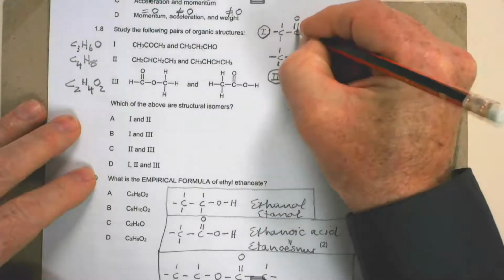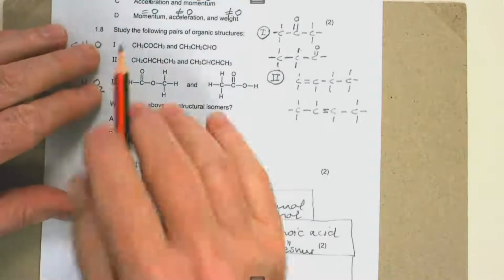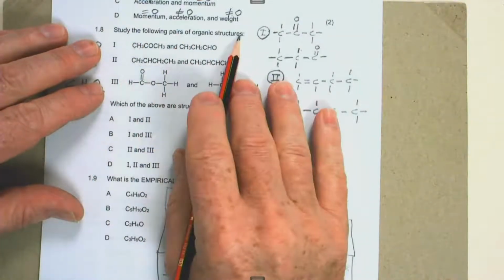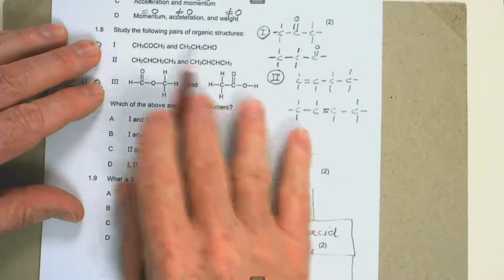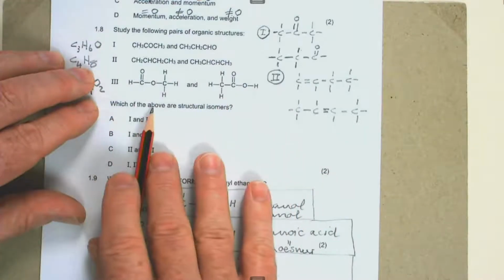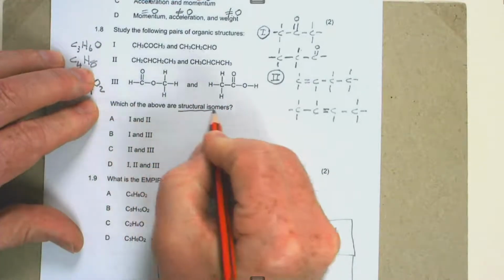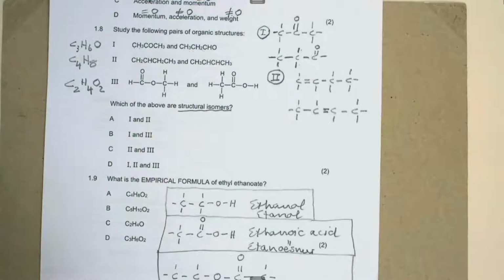Right. Now, they want to know the following. They say, study the following pairs of organic structures, and there are 3 pairs or 6 of them. Which of the above are structural isomers? Now, your first stop is this. What is a structural isomer? And the definition is in your examination guideline. They are on the website. We couldn't print them for you this year, but download them.